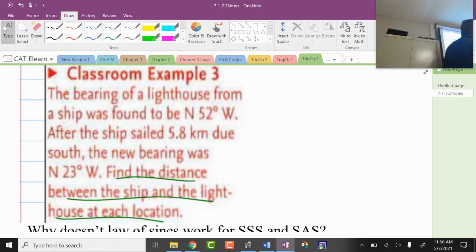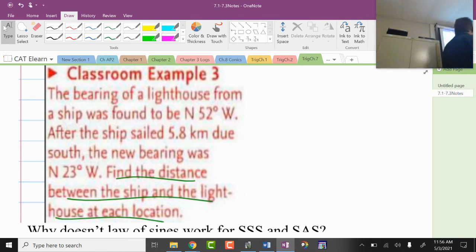I remember when I first saw this question about 12 years ago, like, whoa, this one's kind of weird. Bearing of a lighthouse from a ship. So from the ship to the lighthouse, that's the bearing. So who gets the crosshair? The ship. And that's who gets the crosshair and how you draw your bearing on this.